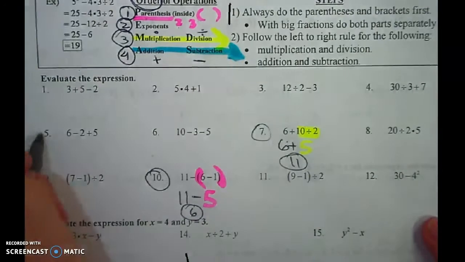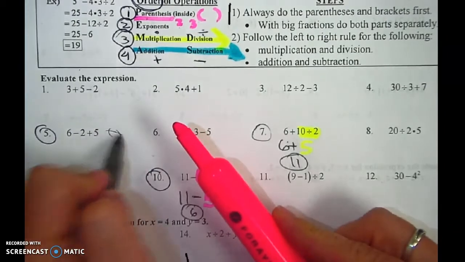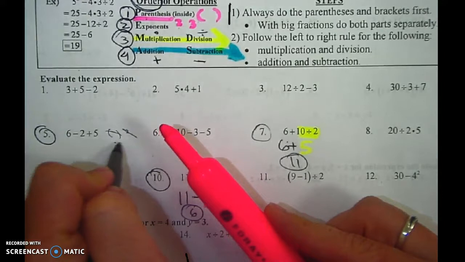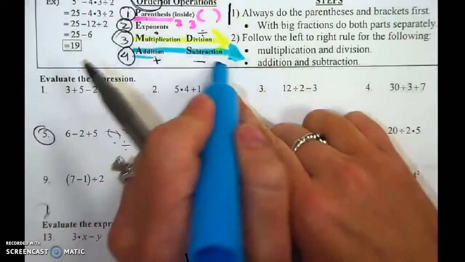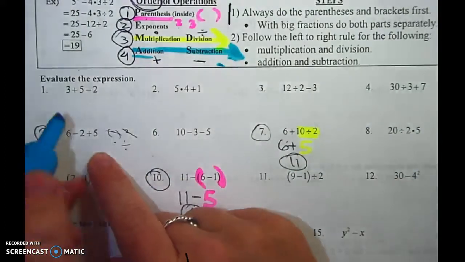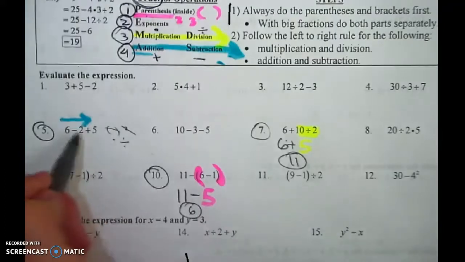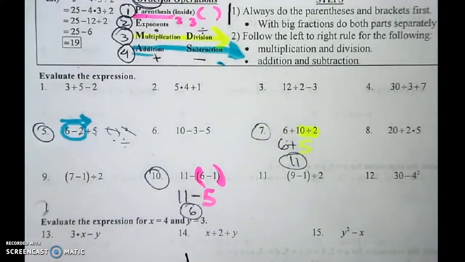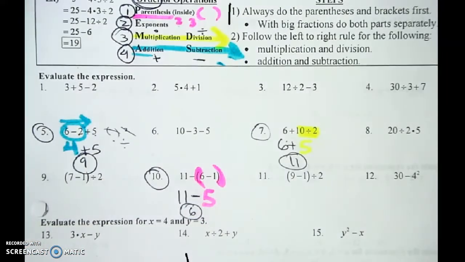Let's look at number 5. Do you see any parentheses? No. So there's no parentheses. Do you see any little numbers? No. Do you see any multiplying or dividing? No. So all that there's left to do is addition and subtraction. But the thing is, you need to go left to right. So don't add first. You're going to subtract first. 6 minus 2 is 4. 4 plus 5, 9, and you're done.